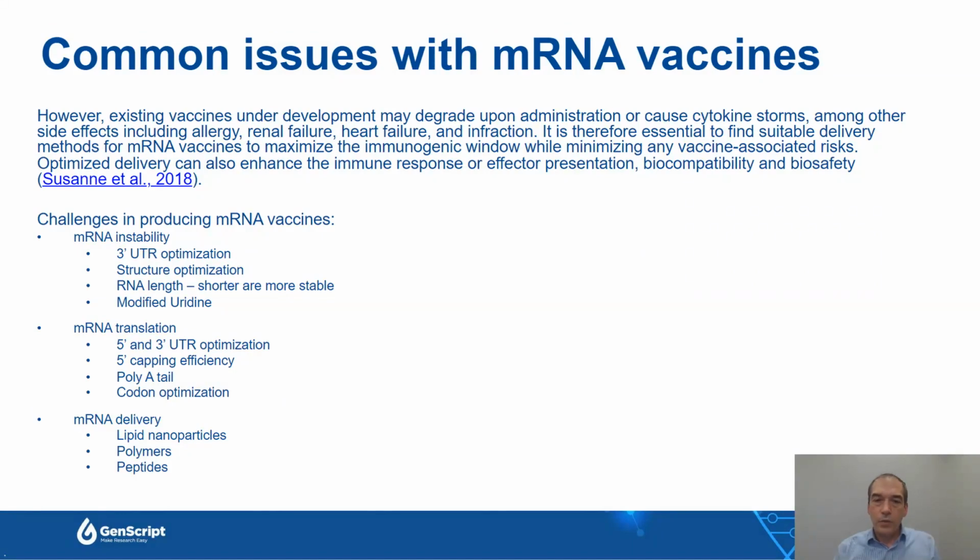mRNA translation may need to be optimized, again, with the 5' and 3' UTR regions, 5' capping efficiency. The more complete, the more stable and better translation efficiency. Poly-A tailing is also very important. That's well known, and codon optimization. Also, the RNA delivery mechanism needs to be determined and optimized. Will it be lipid nanoparticles, polymers, peptides, other means of delivery? So all these parameters need to be optimized in order for us to deliver a successful vaccine.